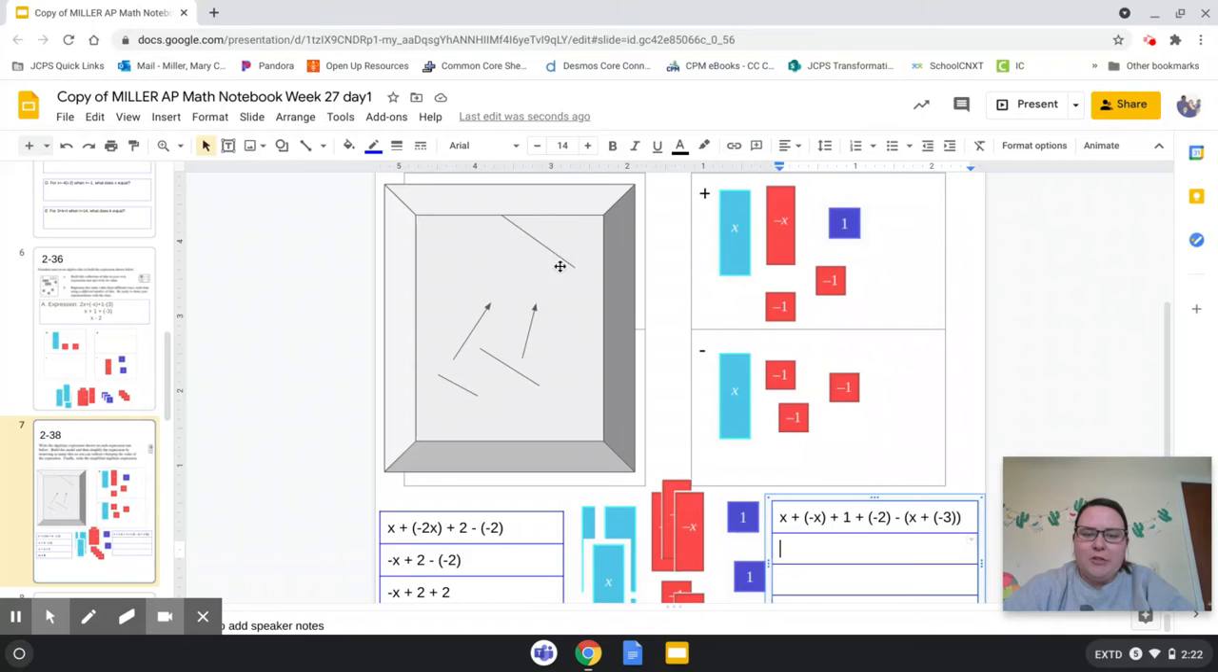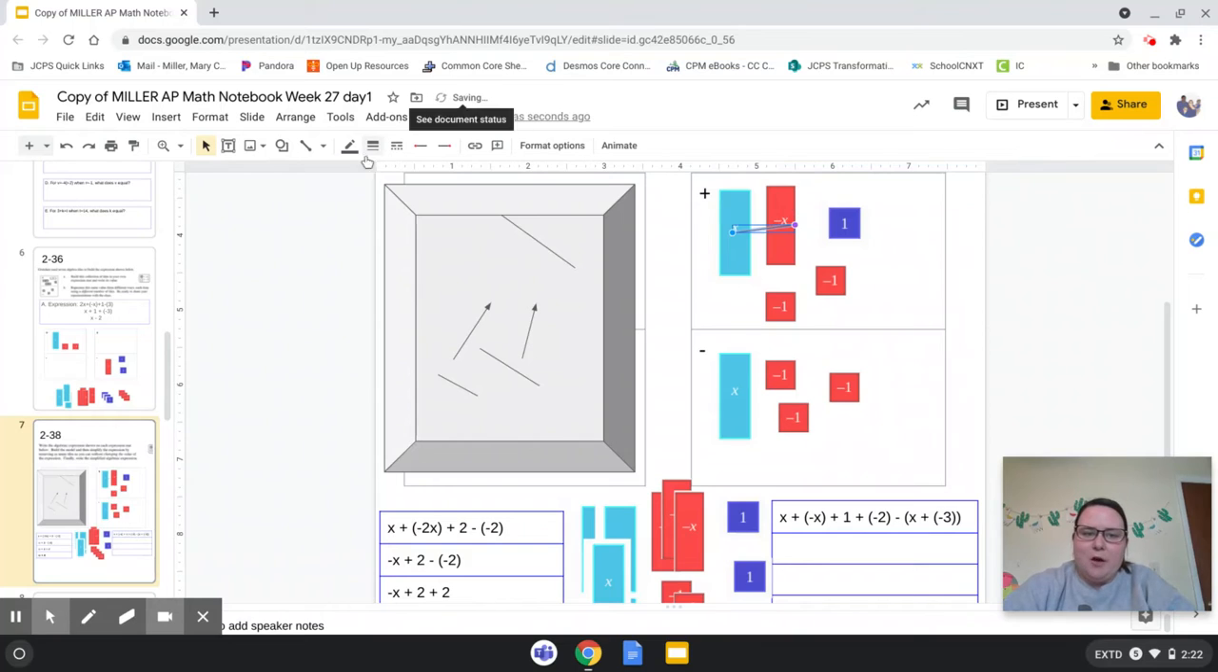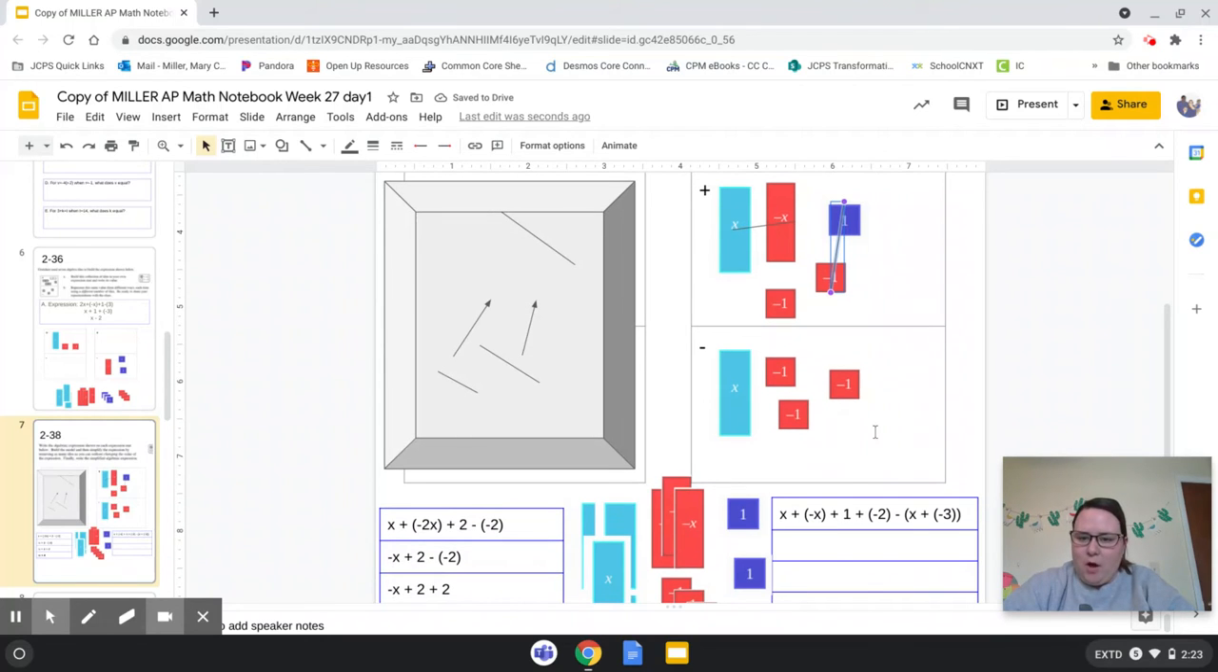Okay, so we're going to start very similarly. We're going to make our 0 pairs. So I have an x and a negative x. I'm going to take those and combine like terms. So I have a 1 and a negative 1, made more 0 pairs. So all I'm left with on top is that negative 1.